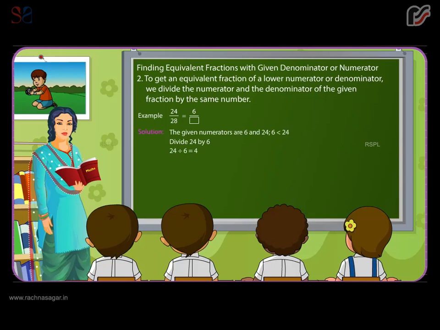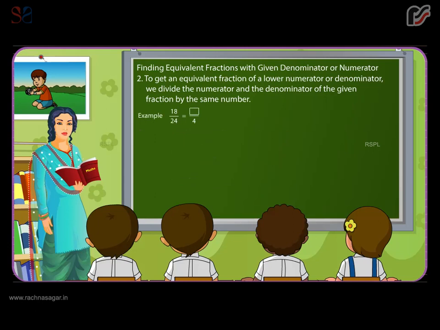The given numerators are 6 and 24. 6 is lesser than 24, so divide 24 by 6. 24 divided by 6 is equal to 4. So, 24 divided by 4 upon 28 divided by 4 is equal to 6 upon 7. Therefore, 24 upon 28 is equal to 6 upon 7.